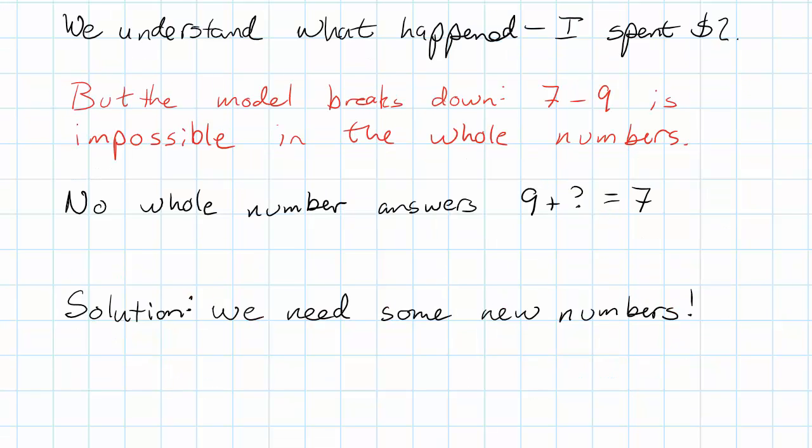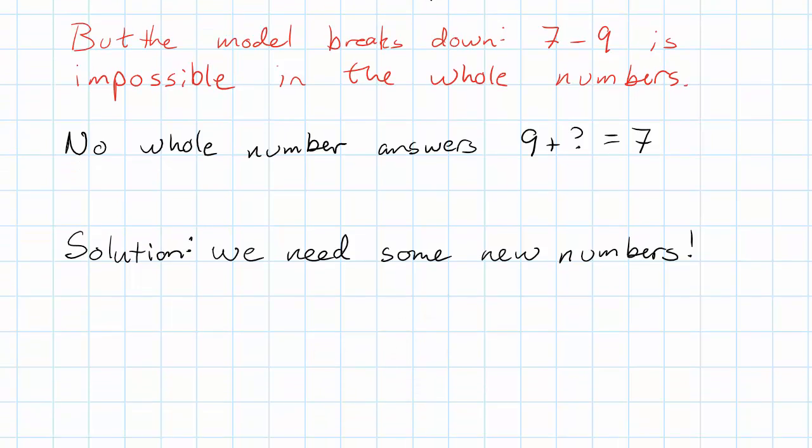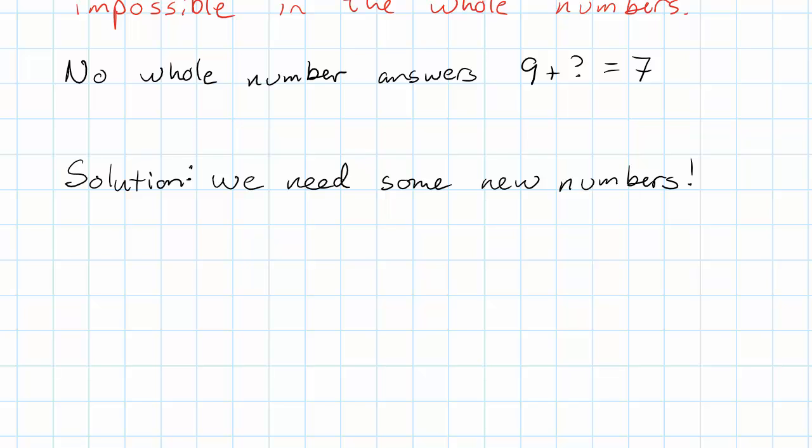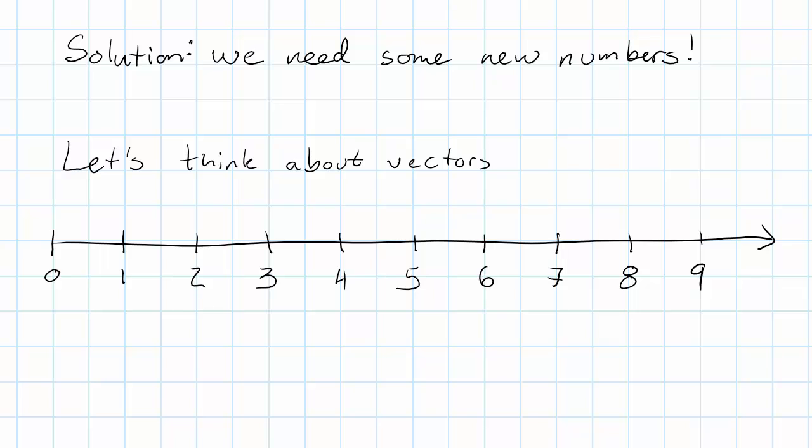The solution, of course, is that we need some new numbers. We need some number to be the answer to 9 plus what equals 7. Well, remember how we answered questions about addition and subtraction earlier? The object model seems kind of funky. Let's think in terms of the vector model. If we wanted to draw a picture of 9 minus 7, right? Of course, we know that 9 minus 7 is 2.